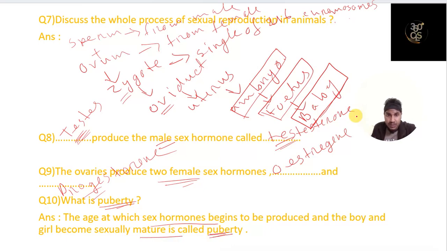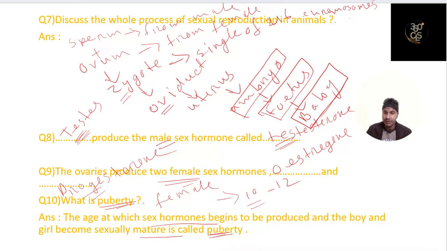puberty क्या होता है? ये एक एज होता है जिस एज में लड़की और लड़का दोनों सेक्सुअली मैच्योर हो जाते हैं और हार्मोन्स प्रोड्यूस होने लगते हैं. And this stage is called puberty. Generally, this starts from what age in case of female? It starts from 10 to 12. Okay.